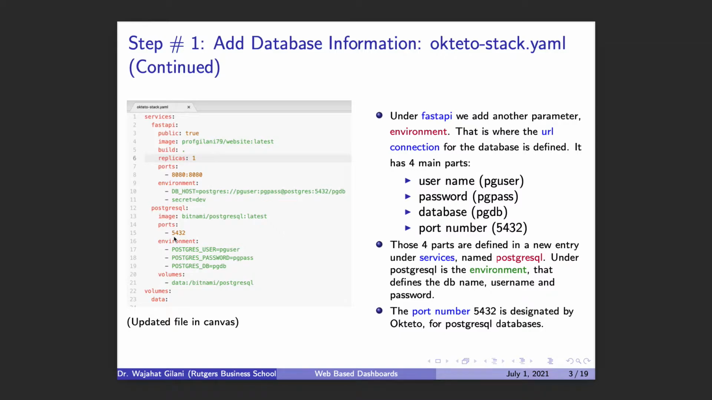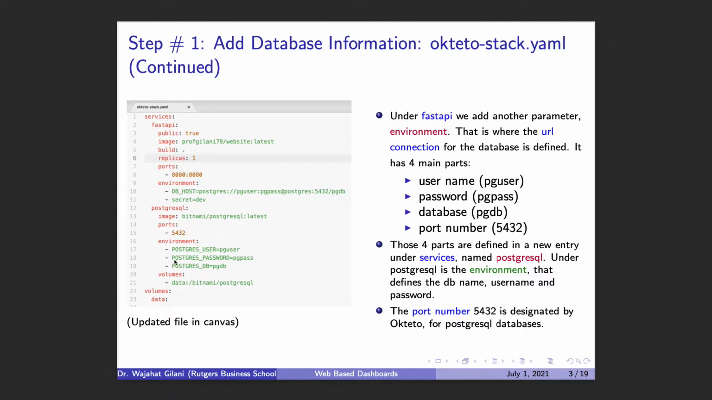Web applications tend to be on 8080, and each database in Okteto is given a different port number. So we can have several different databases going. We don't need to just stick with one. We can have several different databases that we're working with. In this case, PostgreSQL is given the port 5432 to work on Okteto.